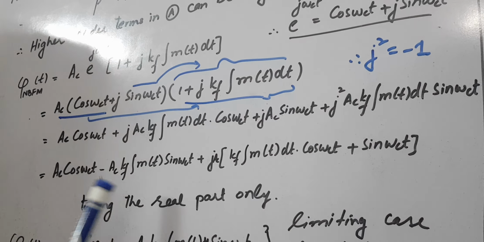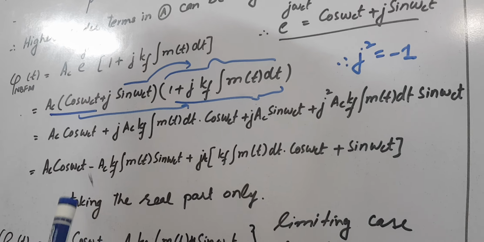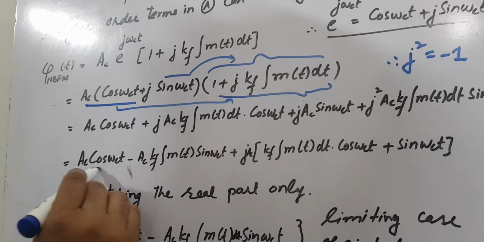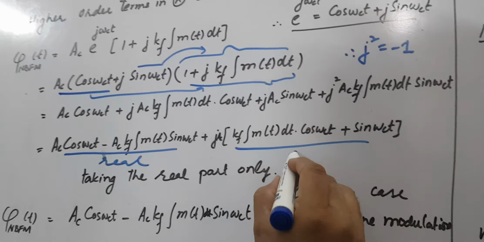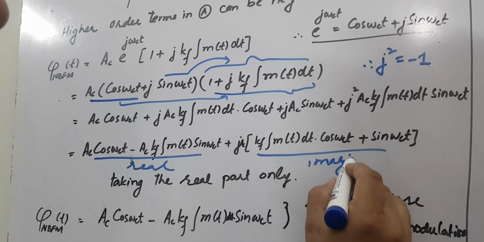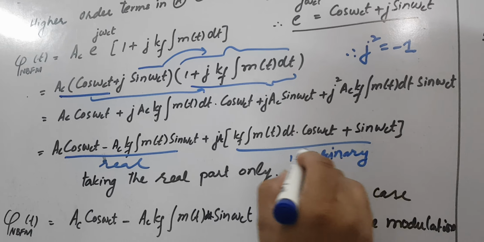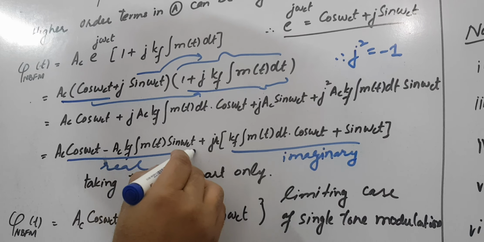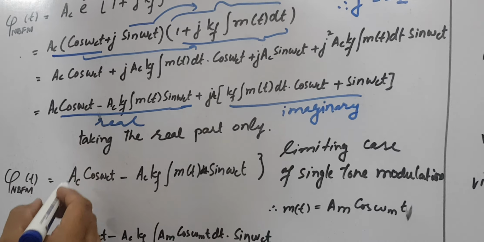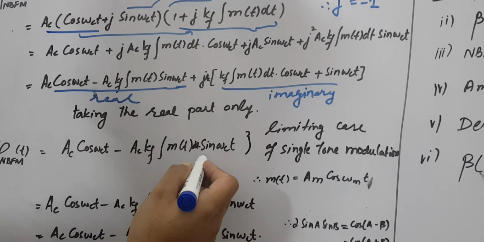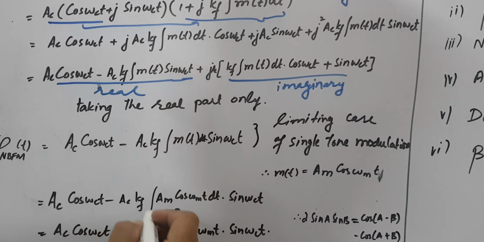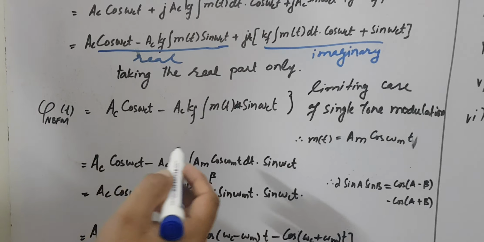You can take the real part from this equation only. This one is real and this is imaginary. So you can take out the real part: A_C cos ω_C t plus A_C k_f integral of the message signal multiplied by sin ω_C t. So that is the limiting case of the single tone modulation.